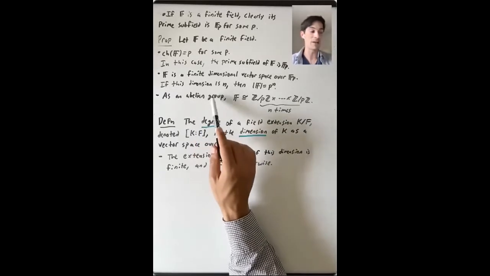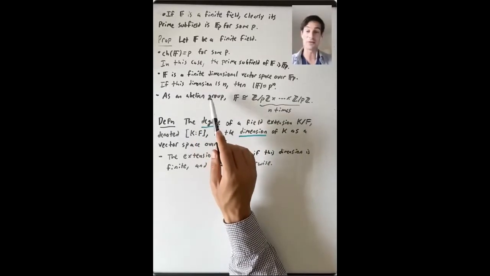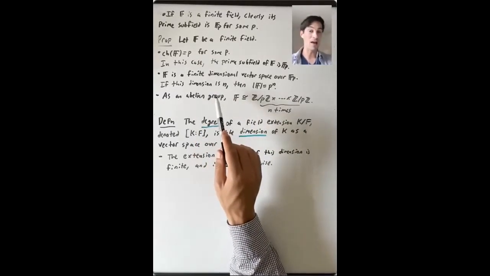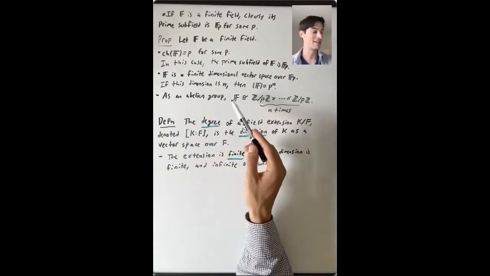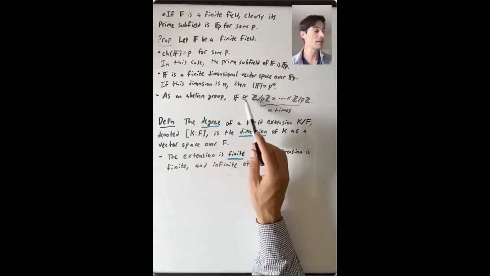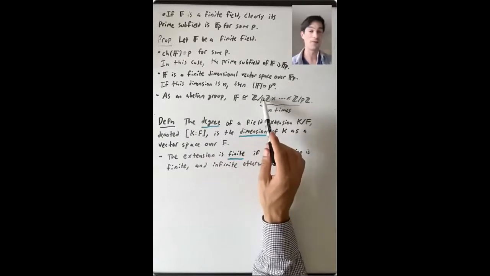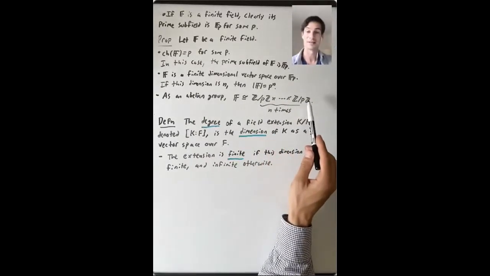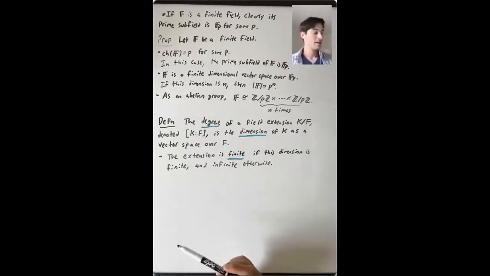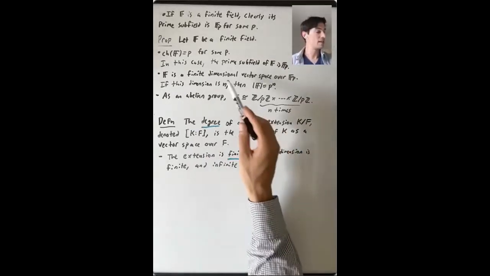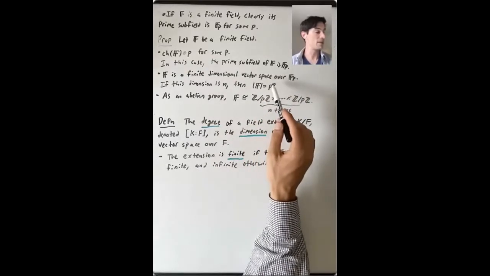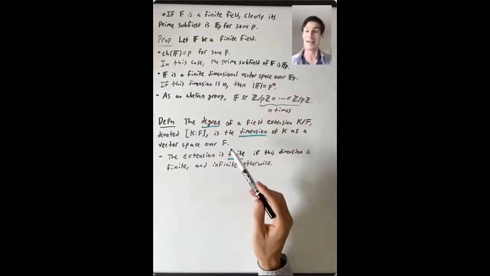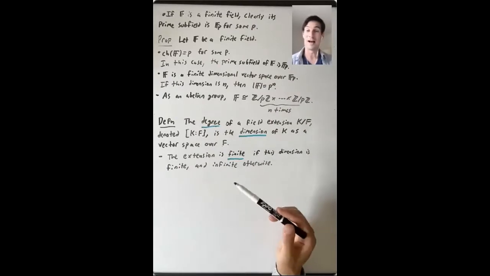But if you just think about the structure of this field as an abelian group, you know that if you have any alpha in your field, and you add it to itself p times, you get 0. This is something we talked about earlier in this lecture. So that means as an abelian group, F is isomorphic to Z mod pZ cross Z mod pZ cross and so on, n times.